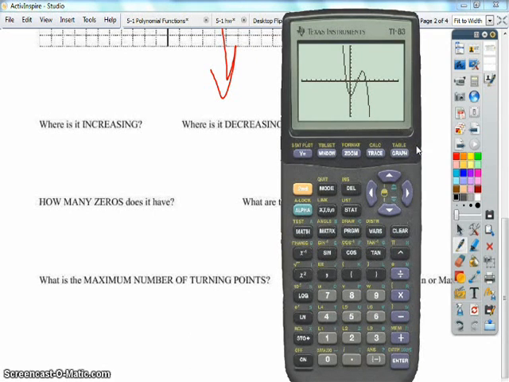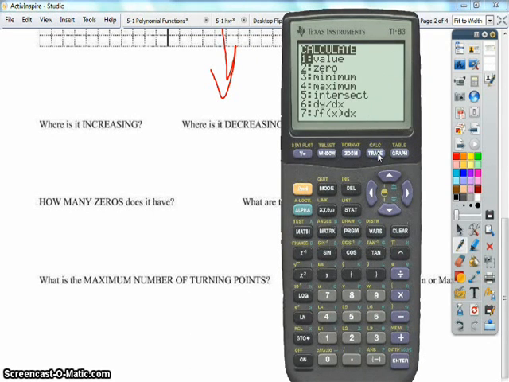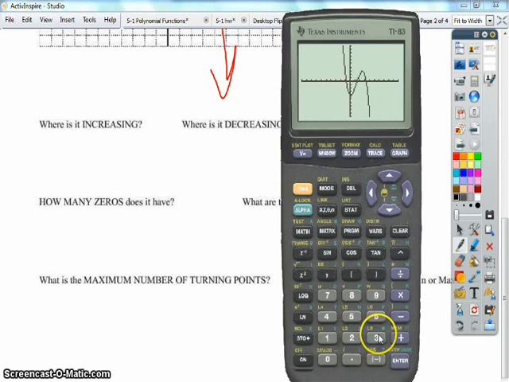Okay. I would like you to hit second trace. We want to find the minimum, so please hit the button 3, like the actual button 3. Your calculator is asking you a question. It's saying, hey, go to the left of it. We did this yesterday. Do you remember? A little bit? Go to the left of the minimum.